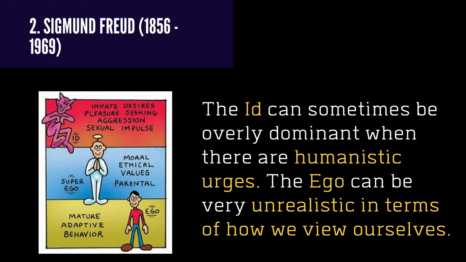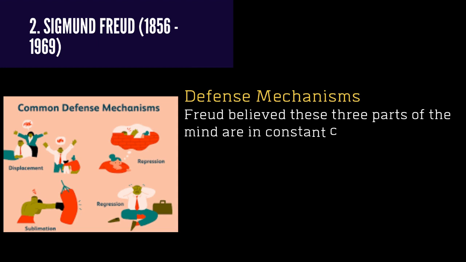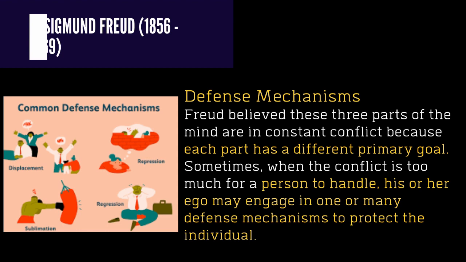Defense mechanisms. We all have them. A defense mechanism is exactly what it sounds like, a mental or emotional defense used to protect us from stress and pain. Freud believed these three parts of the mind are in constant conflict because each part has a different primary goal. Sometimes, when the conflict is too much for a person to handle, his or her ego may engage in one or many defense mechanisms to protect the individual.